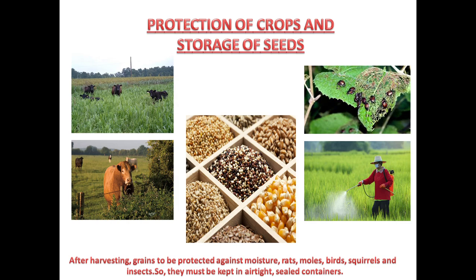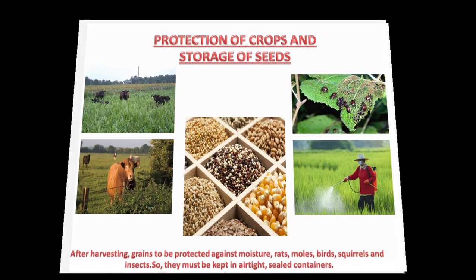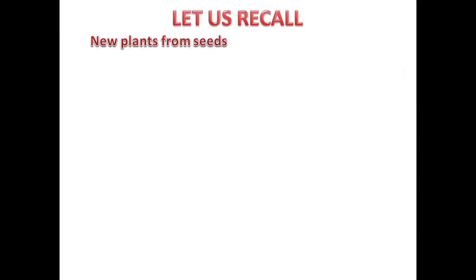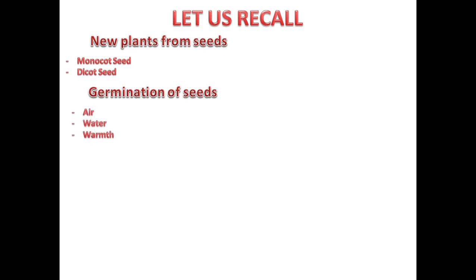Now I think we have completed this chapter. Let us recall what we have learned. Now, how we get new plants from seeds. And seeds can be of two types, monocot seed and dicot seed. Second topic was germination of seeds. That is, seed needs air, water and warmth of sunlight to germinate. Otherwise, seed cannot be germinated successfully.